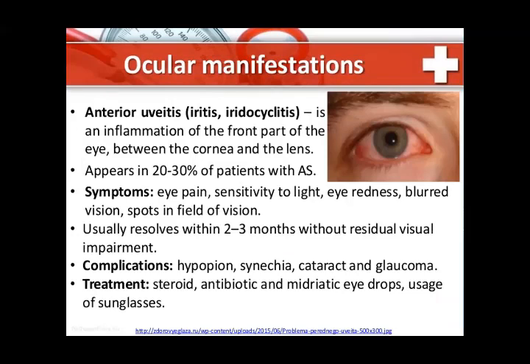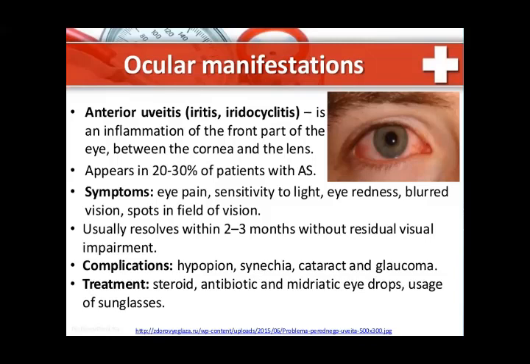If we look at the anterior uveitis, iridocyclitis, there is inflammation of the front part of the eye between the cornea and the lens, and it is seen in 20-30% of patients with ankylosing spondylitis. Patient will have severe eye pain, sensitivity to light, red eyes, and blurring because of the corneal edema, leading to blurred vision, and there may be spots in the field of vision. Usually it resolves in 2 to 3 months, sometimes with residual impairment. Patient can have superadded infection leading to hypopyon, synechiae, cataract, and glaucoma.